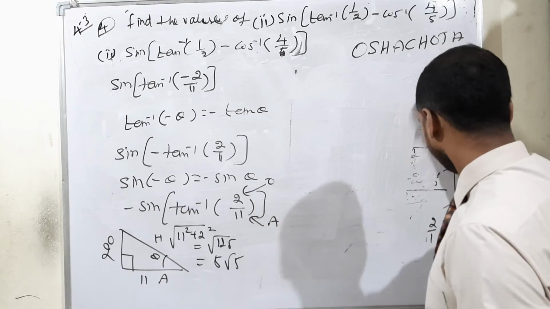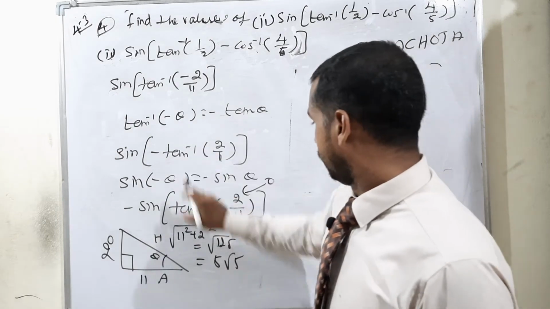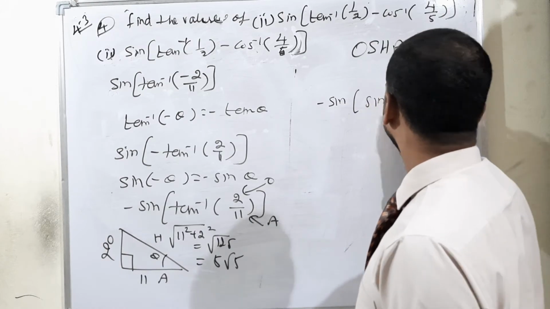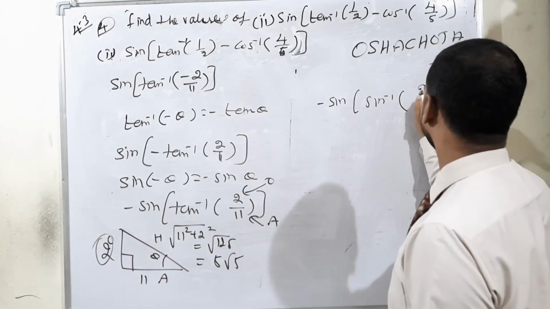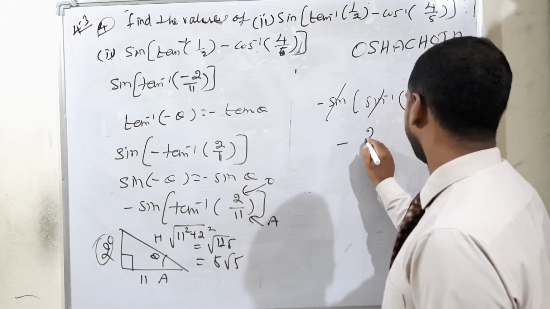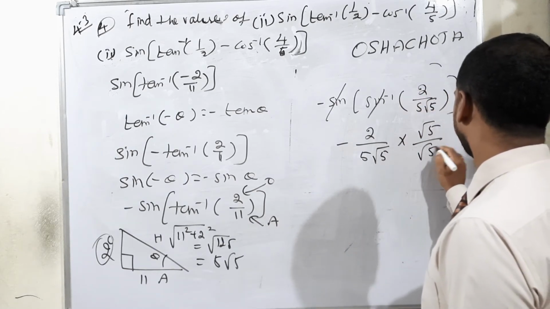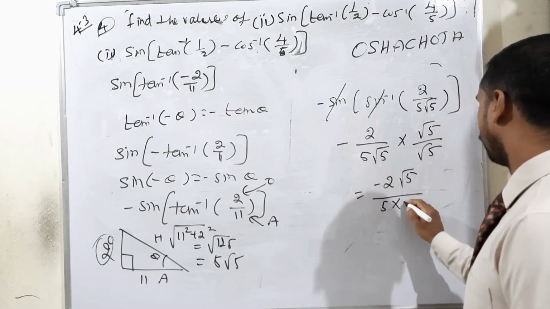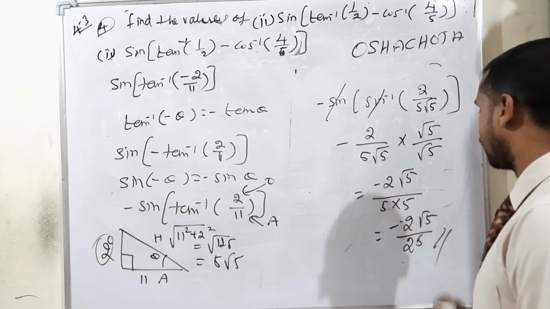Now, the final step, listen, 5 root 5 is there. So, we need actually sin inverse, isn't it? So, minus sin of, sin inverse means opposite divided by hypotenuse. Opposite means 2, hypotenuse 5 root 5. So, 2 divided by 5 root 5. Again, sin and sin inverse cancel, so minus 2 by 5 root 5. Multiplying by the conjugate, root 5 divided by root 5. Therefore, minus 2 root 5 divided by 5 into root 5, which is 5. The final answer: minus 2 root 5 divided by 25. This is the answer for subdivision 2.